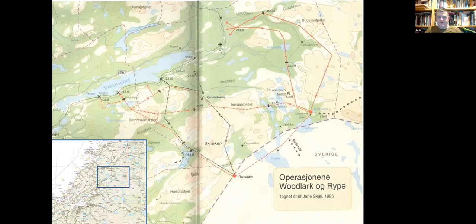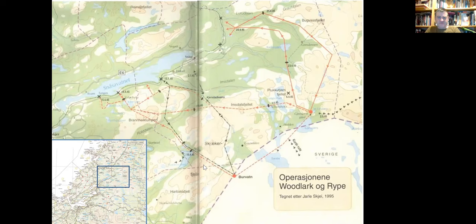Placing the explosives on such a large target would have taken too long. So they opted for the attack on this bridge at Tongen, and the attack occurred on April the 15th, and then they retreated, taking a more southern route into Sweden.